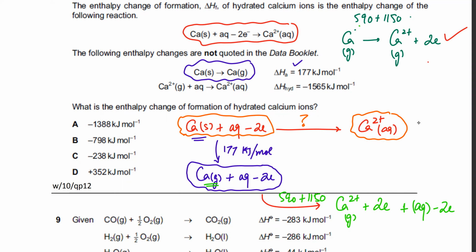So stepwise, I need to go from this point. This is my start. And I need to reach this end over here. I'm trying to create a completely other path. I'm trying to create a cycle. So calcium solid turned into gas. Calcium gas then turned into calcium 2 plus ions, and its value was given in the data booklet. That's 590 and 1150.